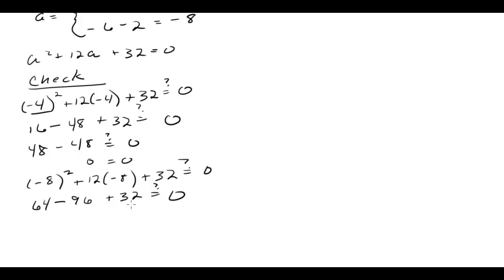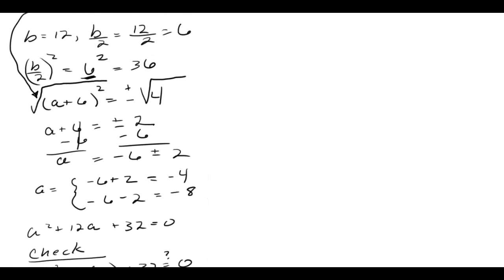Again, we'll add our two positive numbers here. 32. 2 plus 4 is 6. 3 plus 6 is 9. Does 96 minus 96 equal 0? Yes, of course it does. That means that minus 8 satisfies the equation and is in fact a solution. So we check that is the correct answer.